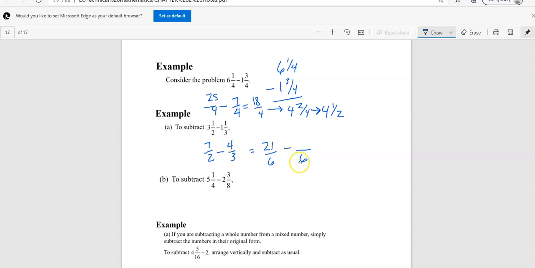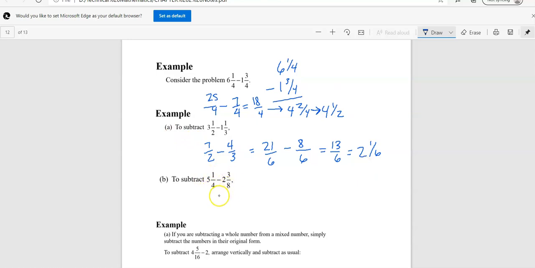3 times what gives me 6? That's going to be 2. So I'm going to have to multiply the 4 by 2, which is going to be 8. 21 take away 8 is going to be 13 over 6. 6 will go into 13 2 times. 6 times 2 is 12, so we would have 1/6 left over.